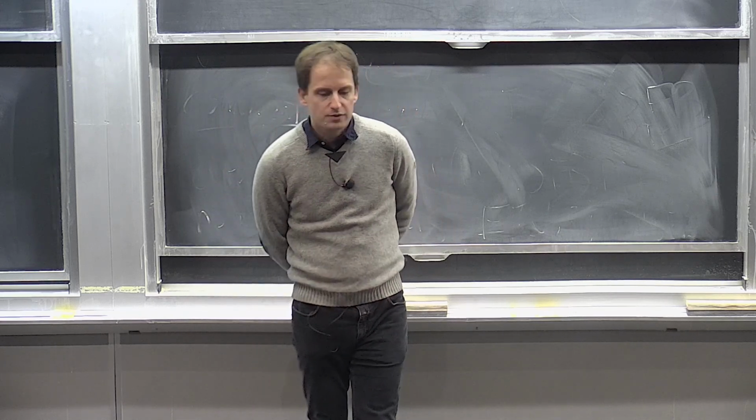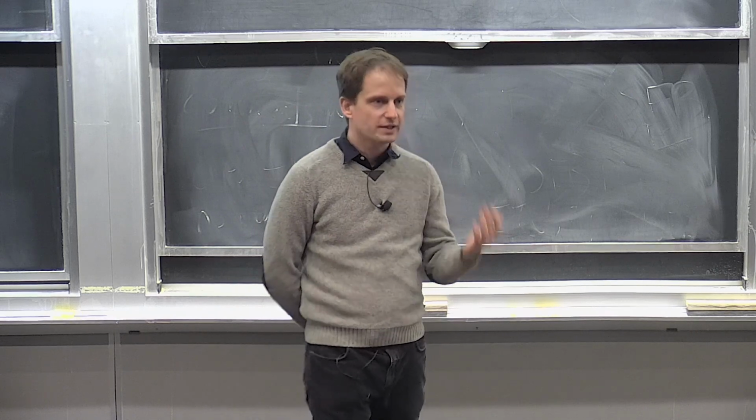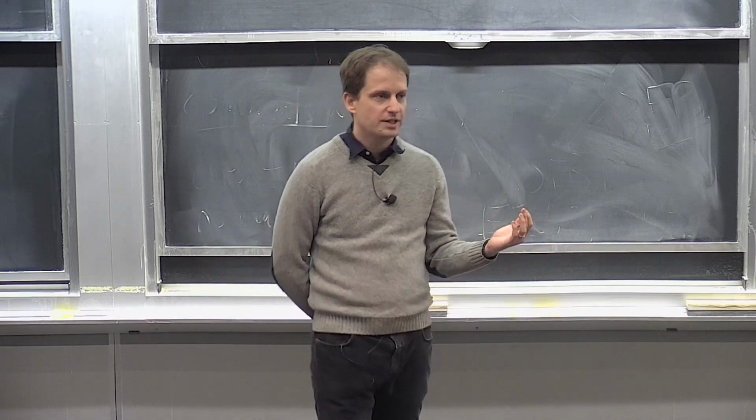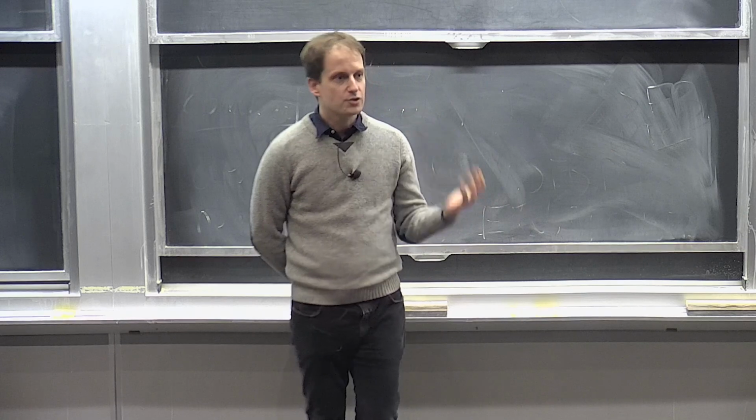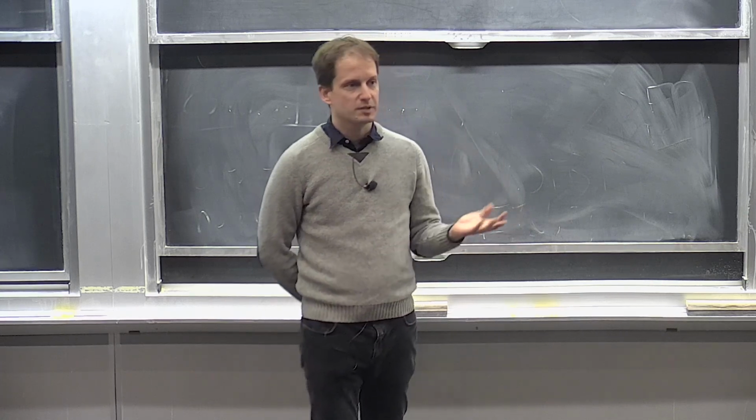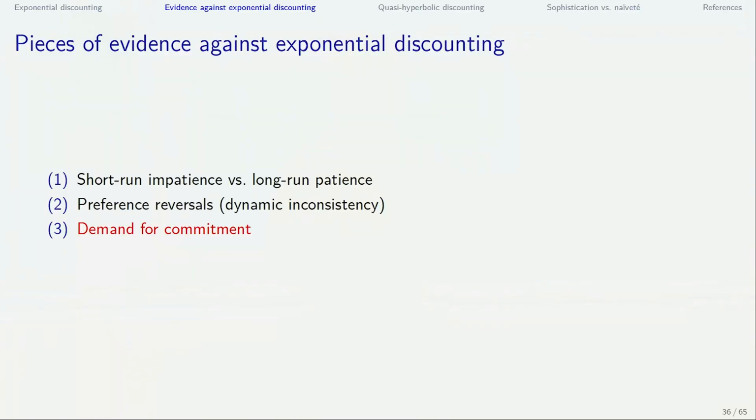Now, just to summarize, these preference reversals are not possible in the exponential discounting model. That should not occur. That's by assumption not possible in that model, as I just showed you before, yet we see plenty of examples in the real world. Now, the third piece of evidence is demand for commitment. That's really closely related to that.